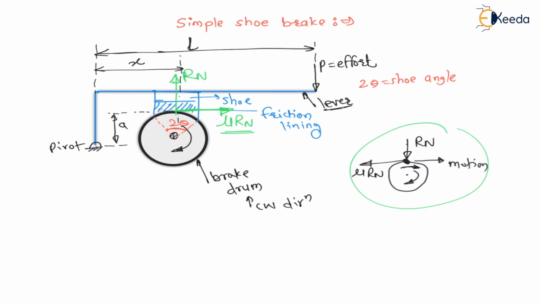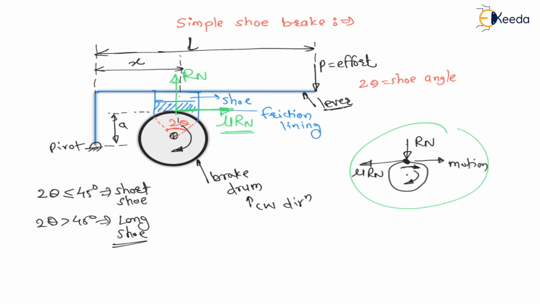Now if this shoe angle 2 theta is less than or equal to 45 degrees, it is called a short shoe. And whenever this 2 theta is more than 45 degrees, it is called a long shoe.